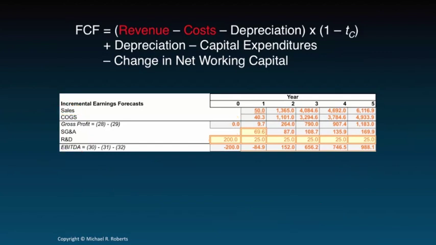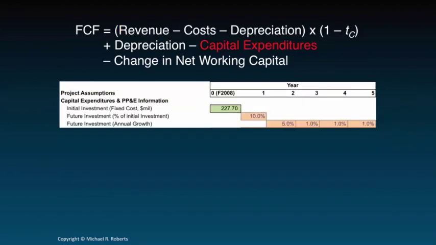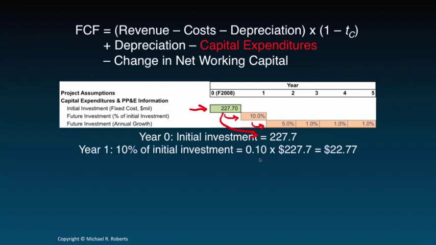Okay. Now let's move on to capital expenditures. So our upfront investment is going to be a little over $227 million for the plant and the equipment. Then we're going to invest in the first year of the project 10% of that amount, followed by annual growth of 5%, 1%, 1%, and 1%. So, to get our dollar forecast, there's nothing to do for year zero. That's just the $227 million. For year one, we're going to take 10% of that $227 million to get $22.77 million.